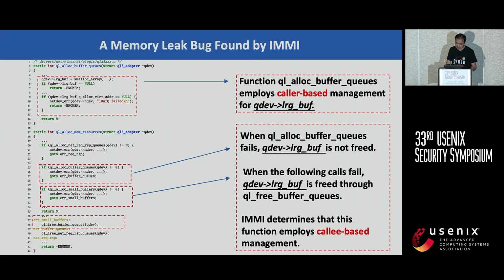So then here is a case study. We want to show you how IMI works with this case. We can see that the qedf_lrg_buff is allocated in the upper function, I think it's line 4, line 5, yeah. But it's not released on its error handling paths, indicating that the host function intends caller-based management. Yes, it tends to leave the release duty to the caller. However, the caller frees the object in the subsequent error handling paths, and so it tends toward callee-based memory management. And these inconsistent intentions eventually cause a memory leak issue.